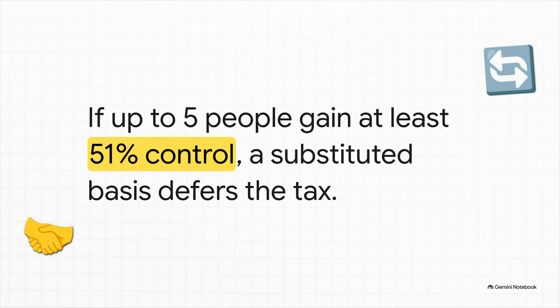Here's exactly how that tax-free exchange works under Section 40C2. If you transfer property to a controlled corporation and 5 or fewer people achieve that magic 51% collective voting power, boom, no gain or loss is recognized. Instead of paying tax right then, your basis just substitutes. The basis of the property you transferred becomes the basis of the shares you receive. It's a literal pure tax deferral.